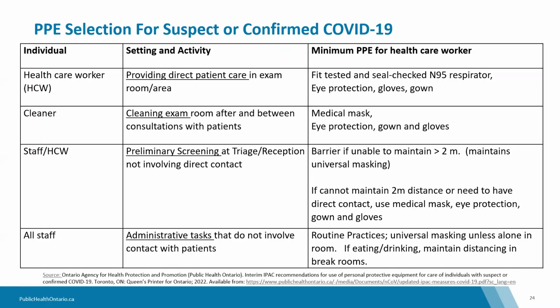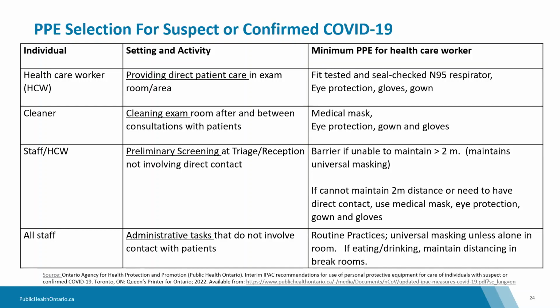You're not providing direct care. You're asking a couple of questions and then getting them on their way, maybe just holding their arm to help support them. You don't need the higher level of protection with an N95. For all other staff, when you're doing administrative tasks, just keep your universal mask on. Unless you're alone in a room, you should really keep your mask on at all times.